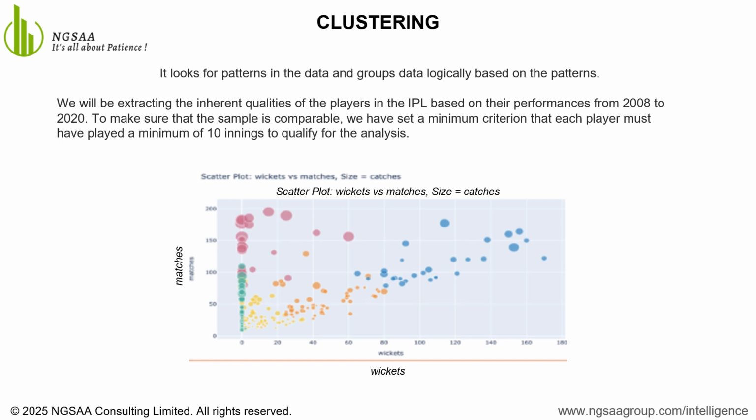Understanding the scatter plot. X-axis, number of wickets taken. Y-axis, number of matches played. Size of dots represents catches taken by the player. Insights from clustering. 1. High wicket takers. Blue cluster on right. Bowlers with high wickets and more matches. Likely lead pacers or spinners in their teams.